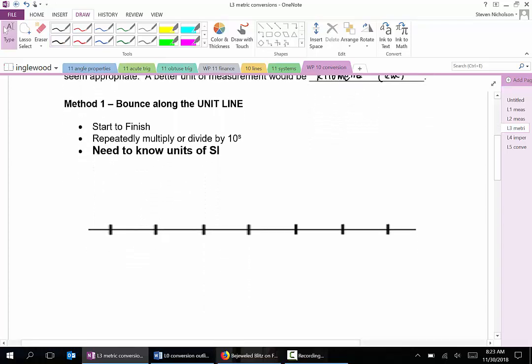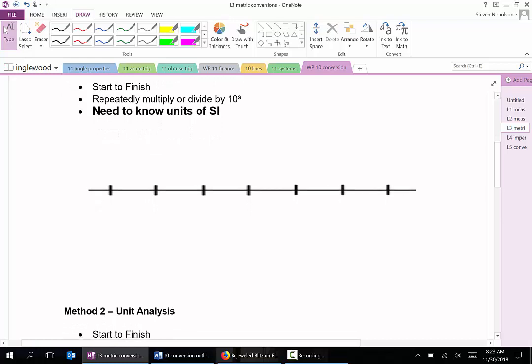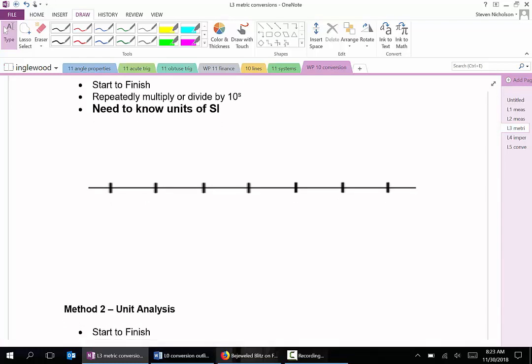There are two methods we're going to look at: bouncing along a number line and unit analysis. Unit analysis is big in science. Bouncing along a number line is a really visual, pictorial, simple way to understand something. So in the SI, the first thing you need to know is your units. I'm always going to put small on the left-hand side and big on the right-hand side. The smallest unit we know is millimeters, the biggest unit we know is kilometers, and in the middle there are meters.